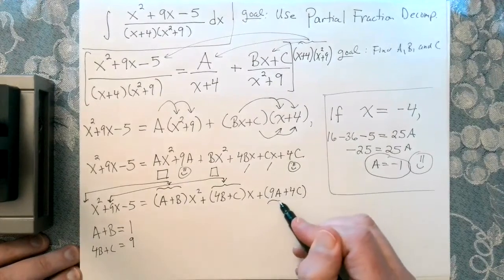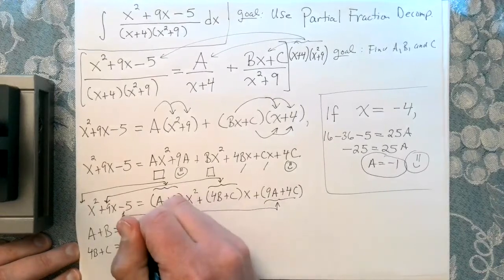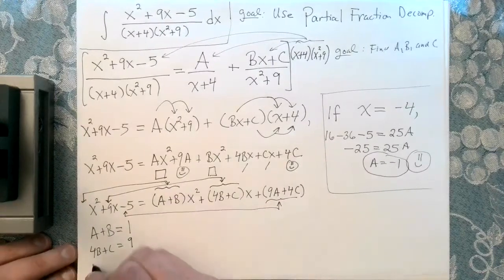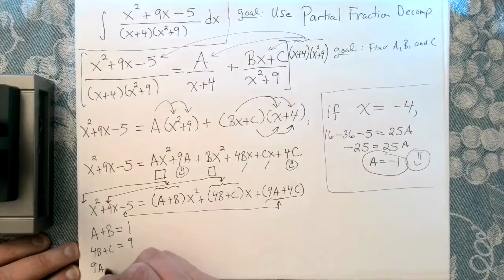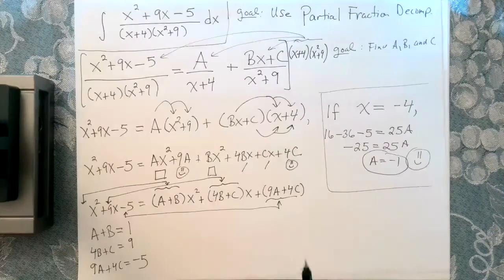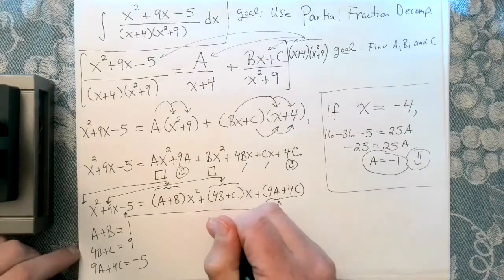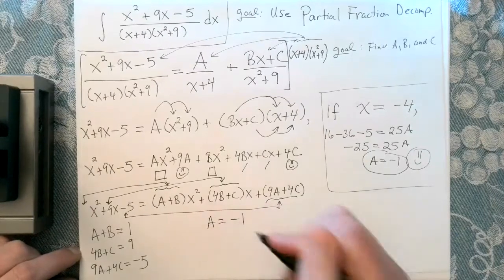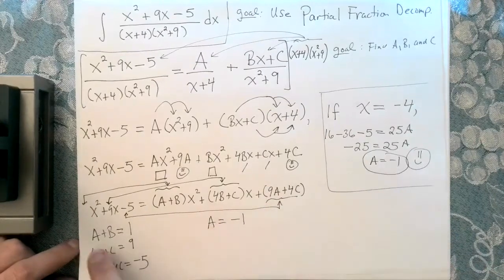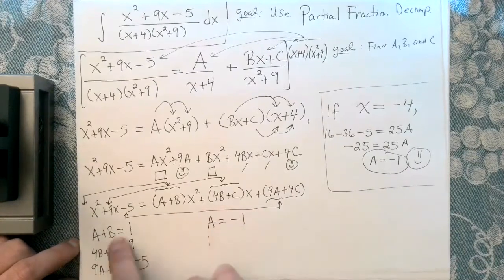And this group of constants must equal this constant. So that's what I mean by equating coefficients. But notice, we already know that a is minus 1. So let's just take note of that. A is minus 1. And if a is minus 1, that forces b to be 2, so that the sum is 1.